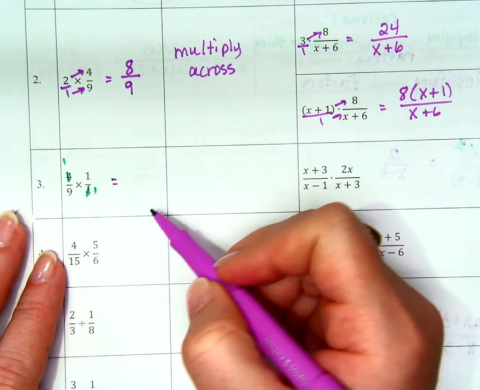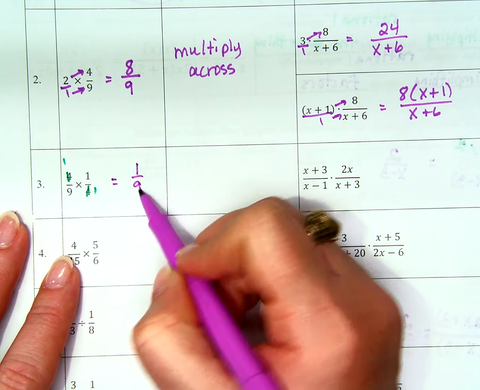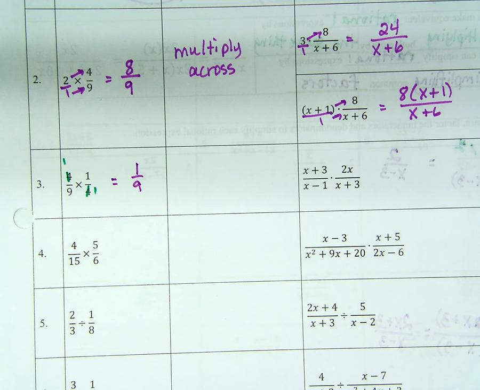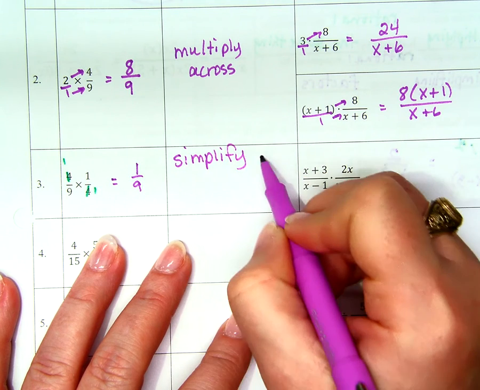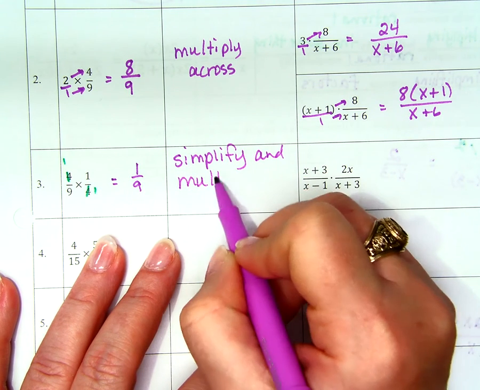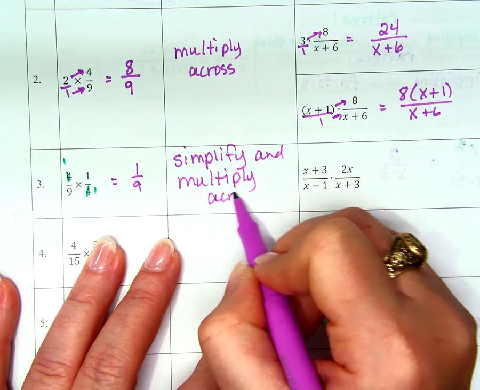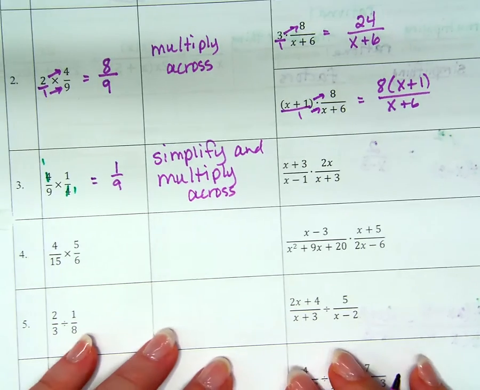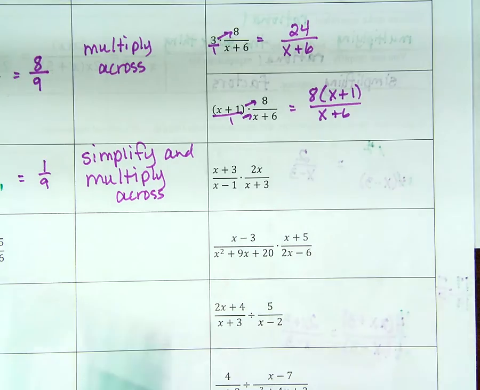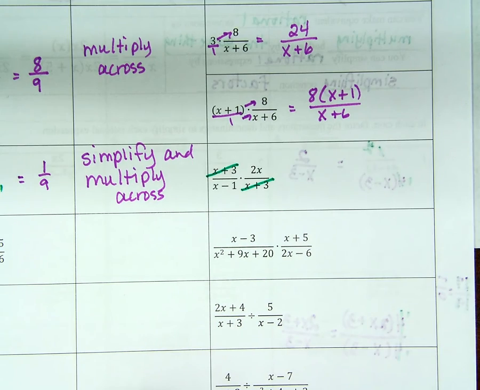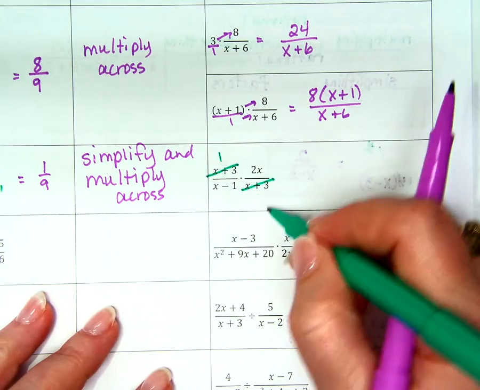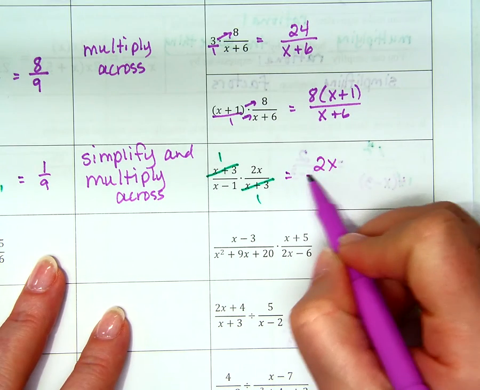So now multiply straight across. What do you get? Would I have gotten that answer the other way? 4 over 36? Oh, they're both divisible by 4. Simplify. 1 over 9. Okay, so what steps did I take? Simplify and multiply across. Okay, so far? Good. Now what? 2x over x minus 1.